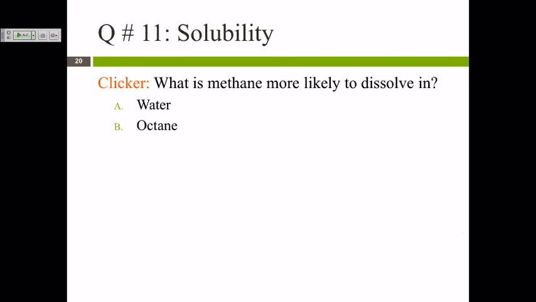So, thinking back to your fracking activity, we were trying to get methane out of the ground fracking, right? Which one is a better solvent to dissolve methane?